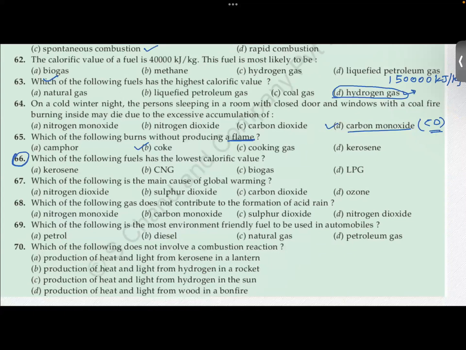Which fuel has the lowest calorific value? No, no. We had cow dung, then we had wood, then we had coal, then we had biogas, if I'm not wrong, right, guys? Out of all these four fuels, biogas has the lowest calorific value. Next question.